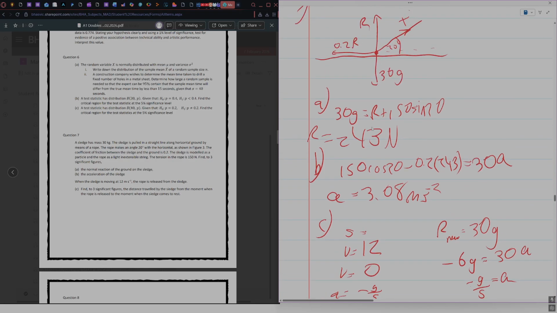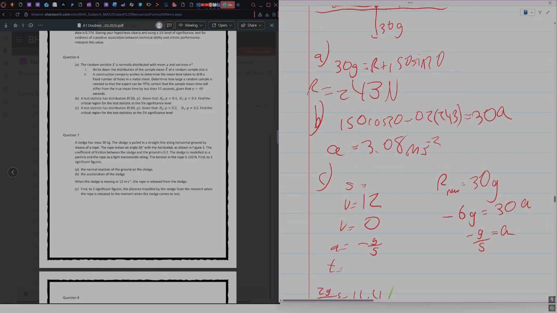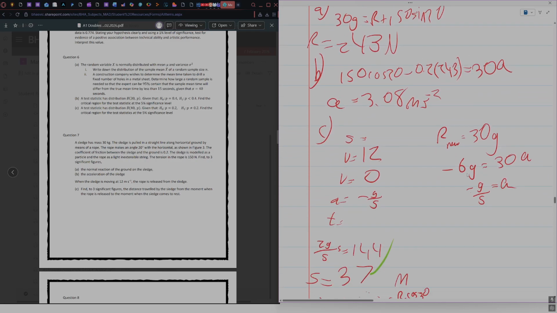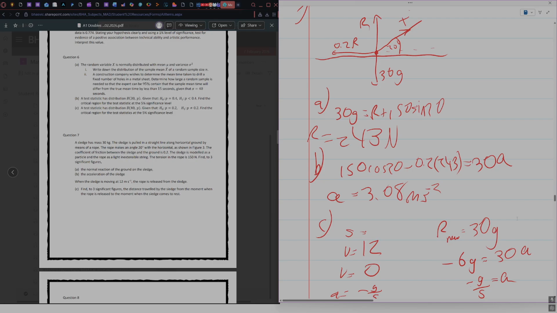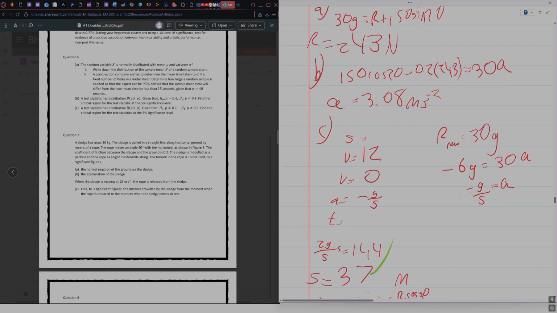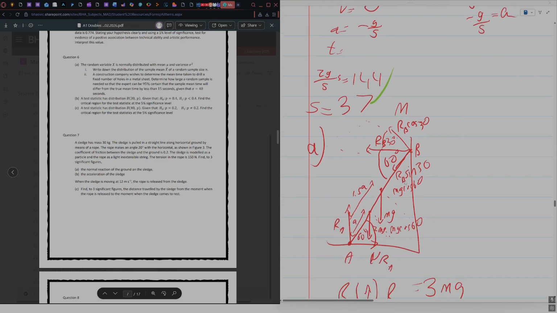So I did another F equals ma thing. So the new R is 30g, just 30g because there's no tension. And you need that new R because if we do F net equals ma, F net is literally just minus 0.2R equals 30a because the mass is 30. And then you find your new a value. You know that the initial is 12. You know that it's going to rest because it says to rest. And then you know the acceleration now, so you can do that and get your distance.